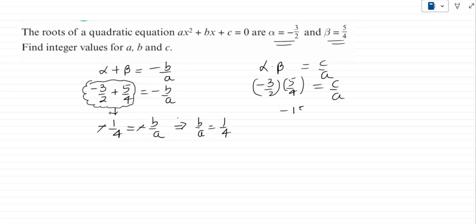You got minus 15 over 8. Okay, so it is c over a. So you got b over a is 1 over 4 and c over a is minus 15 over 8. So how can you find the value of a, b and c?